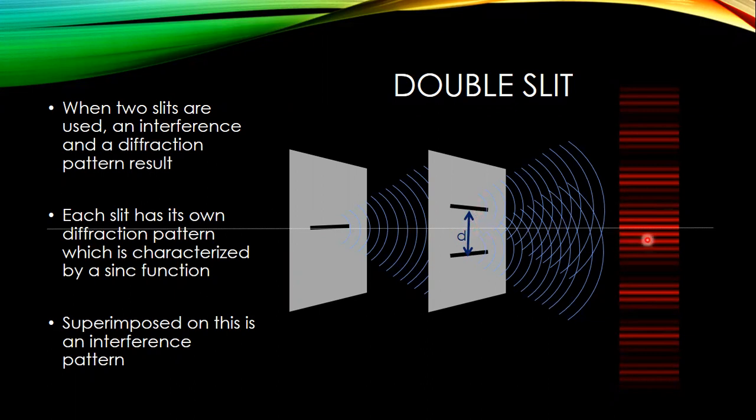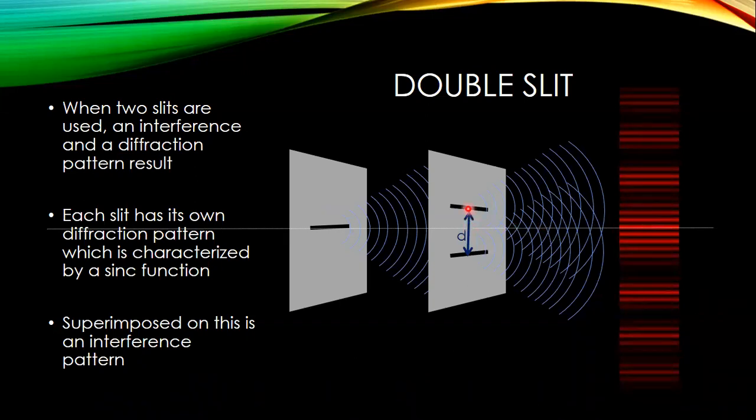Here we can see our pattern. We see the dark and bright fringes close to one another, which are due to the double slit interference. If I place these slits closer to one another, those bright and dark fringes will spread apart.